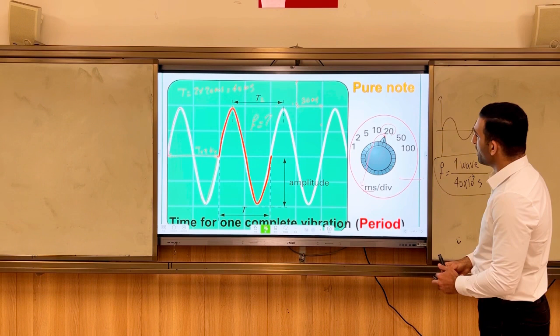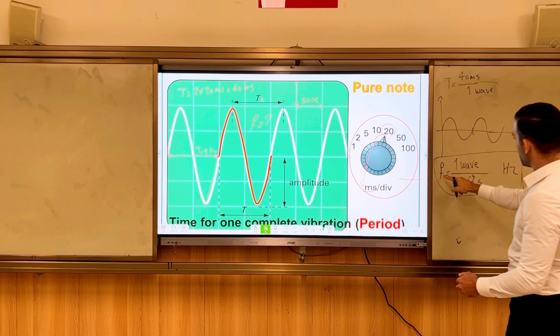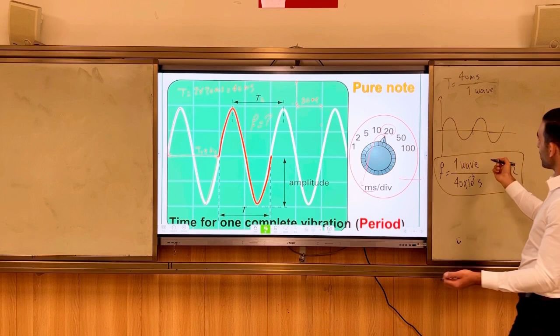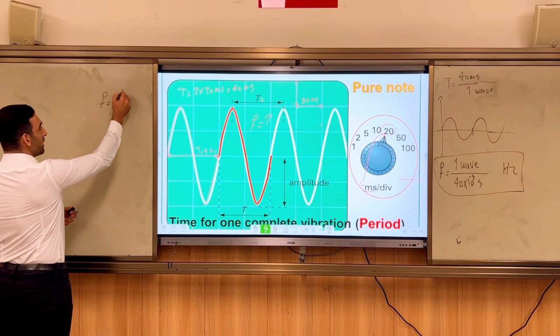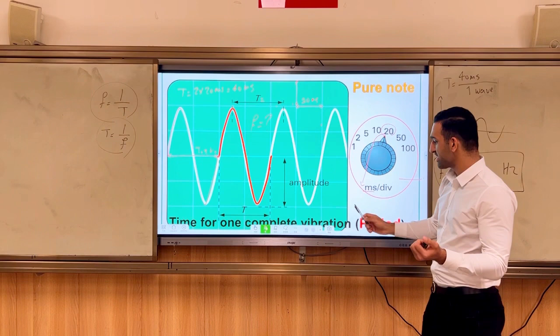But look at this. What is weird here? T is 40 milliseconds divided by one wave, but frequency is one wave divided by 40 milliseconds, right? So what is the relationship? We can find something here. We can say frequency is 1 over T, or T is 1 over frequency. So if you have one of them, we can find the other one pretty easily. Perfect. I think that's clear for you. Did you understand? Perfect. Let's move on.